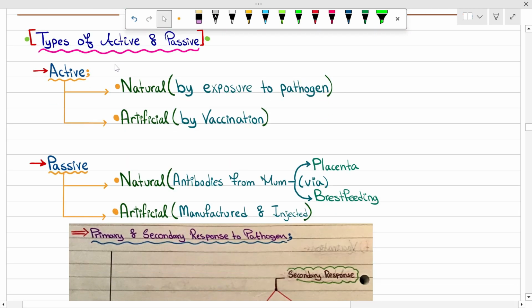So, types of active and passive immunities. These active and passive immunities are divided into two further groups, natural and artificial. Active can be natural by exposure to a pathogen. Active can be artificial by vaccination. We're going to learn them in detail in the upcoming slides. Passive can be natural, given by antibodies from the mother via placenta or breastfeeding. It can be artificial, manufactured and injected.